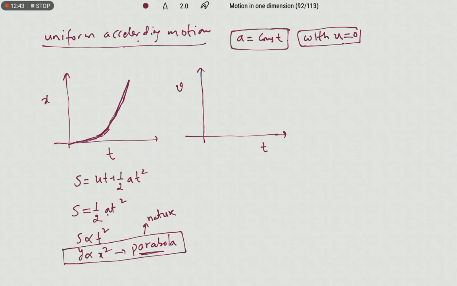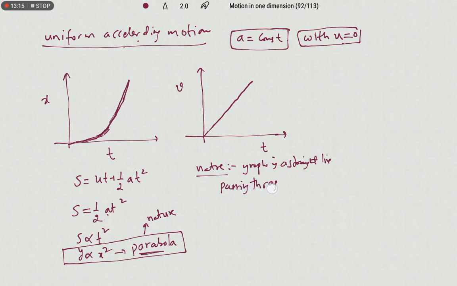The object is moving with a constant acceleration. If it is moving with a constant acceleration, or if the velocity is changing equally in equal intervals of time, the graph is a straight line. So the graph is a straight line passing through the origin.